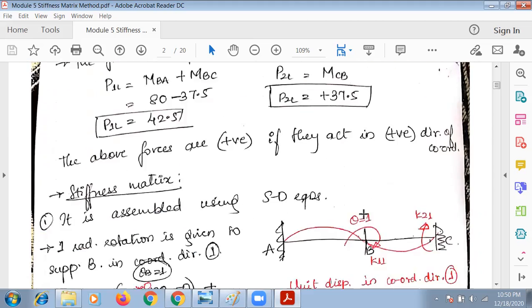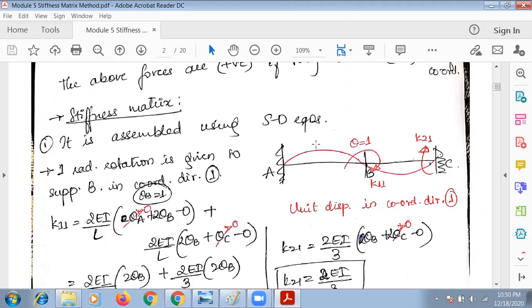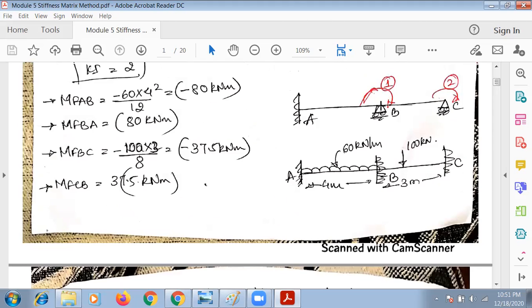Next, this is very important, understanding the stiffness matrix. We are going to use the slope deflection equations and formulate the stiffness matrix. So first write the stiffness matrix, then draw the diagram. See here A, B and C. First draw the diagram like this and show all the supports are fixed, A, B and C. Then show the rotation. What we're doing here is, 1 radian rotation is given to support B. Theta is equal to 1 radian, given to support B in coordinate direction 1. This is the first direction for us. See here 1 and 2. Whatever we do, we start with 1 and end with 2.